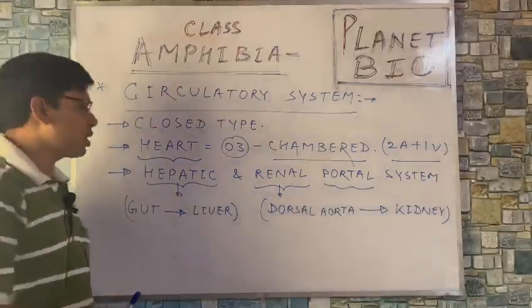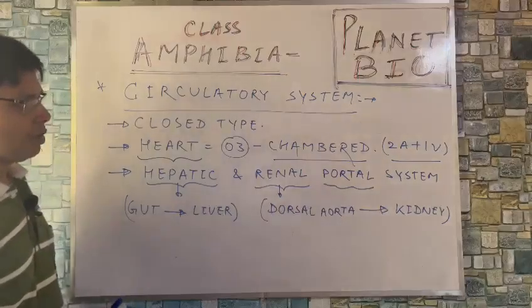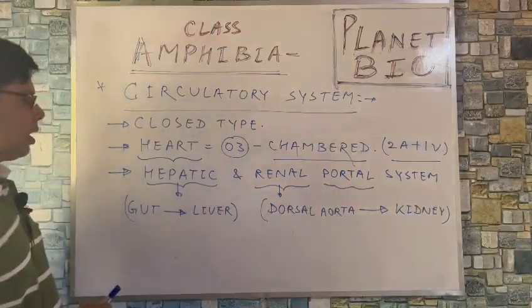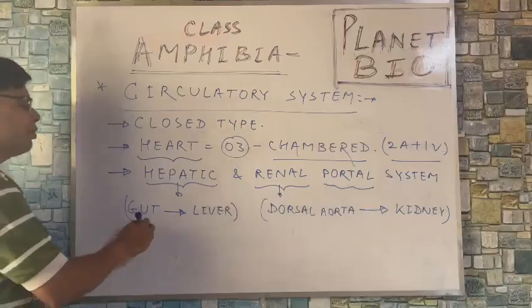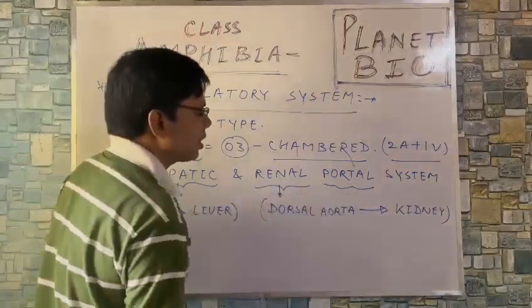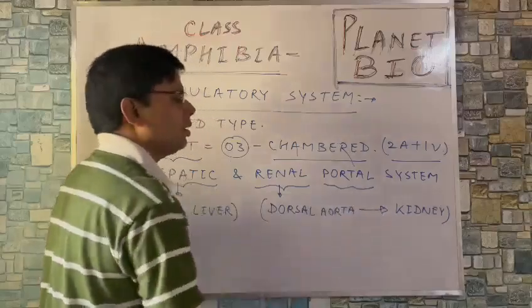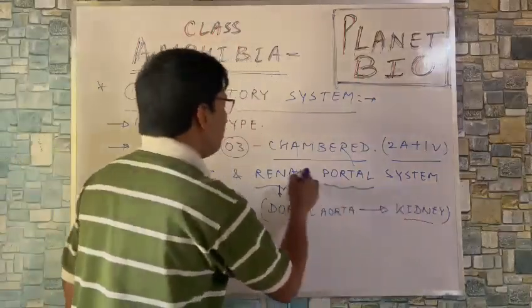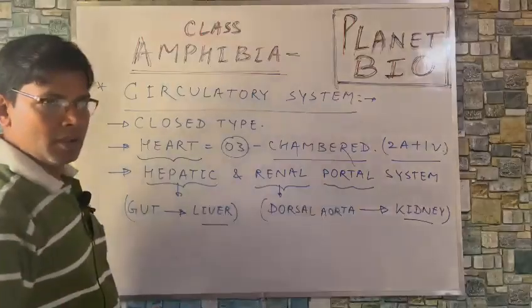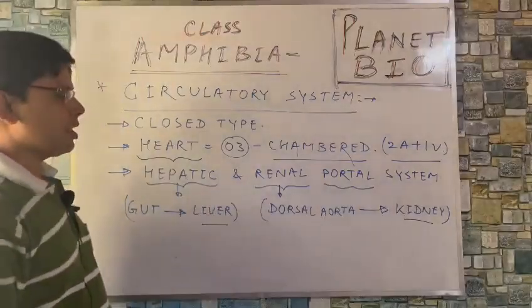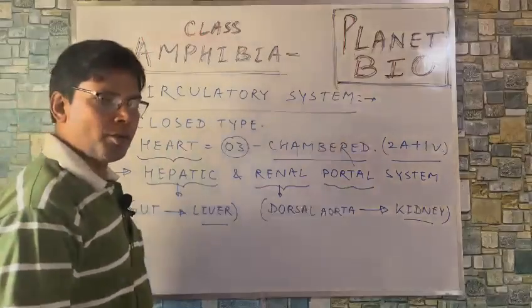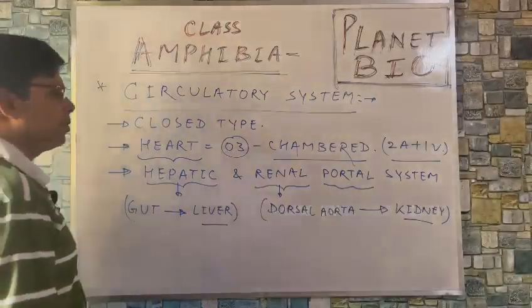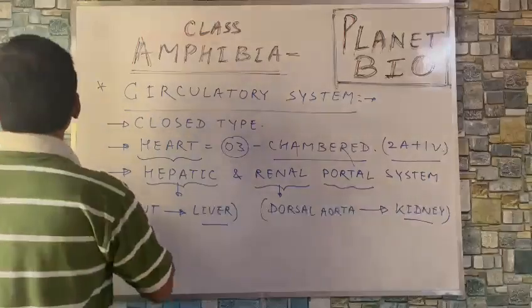So circulation is closed type. The heart is 3 chambered, 2 auricles plus 1 ventricle, and there are 2 different types of portal systems, hepatic and renal. Hepatic means between gut and liver, and renal means dorsal aorta and kidney. The target organ is liver, so hepatic. The target organ is kidney, so renal. This is how it is named. So it is an accessory part of the circulatory system for a jerk-free and smooth supply of blood to the innermost organs, that is vital organs. Now what about the excretory system?